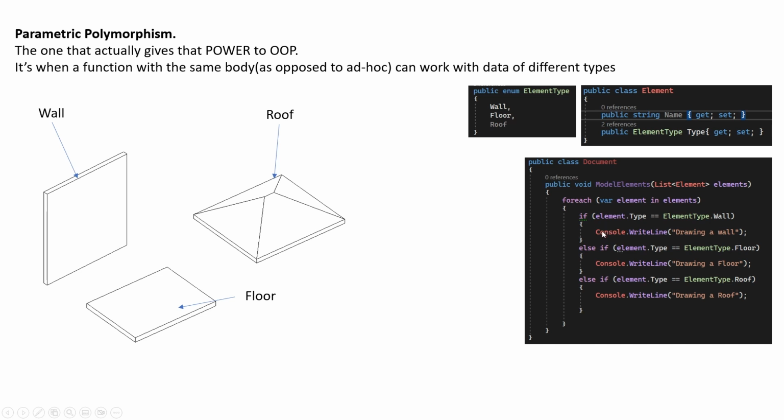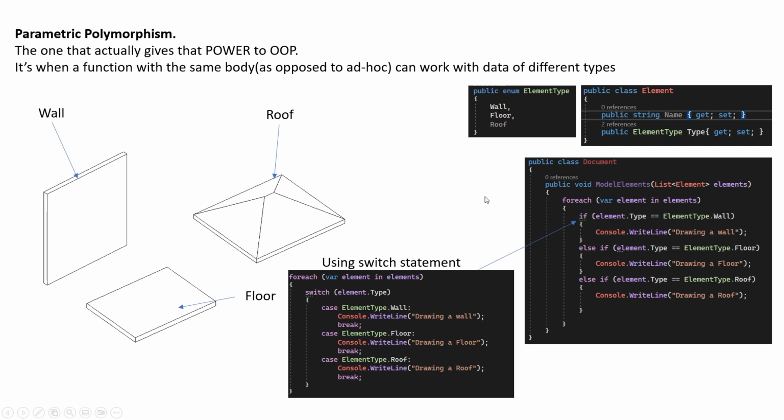So here we're checking if the type is wall, we're going to print to the console a message: drawing or modeling a wall. The same goes, we check if the type is floor, we're passing the message, and the same goes for the roof. And also, you can change this if with switch statements. When it comes to if versus switch statements, I prefer ifs because they're kind of easier to read for me.